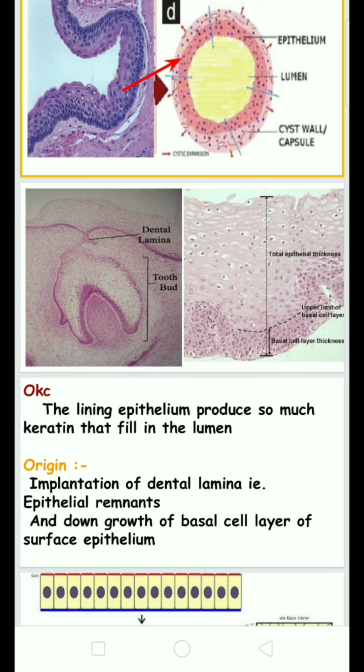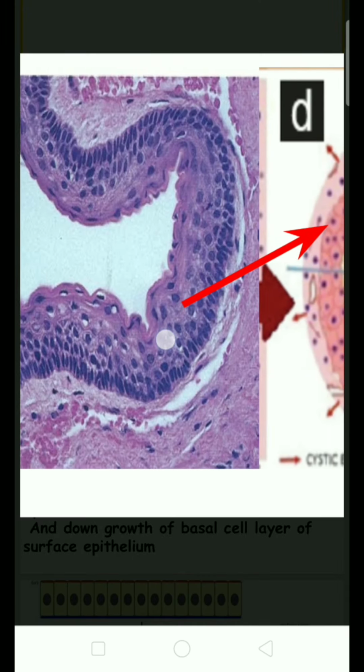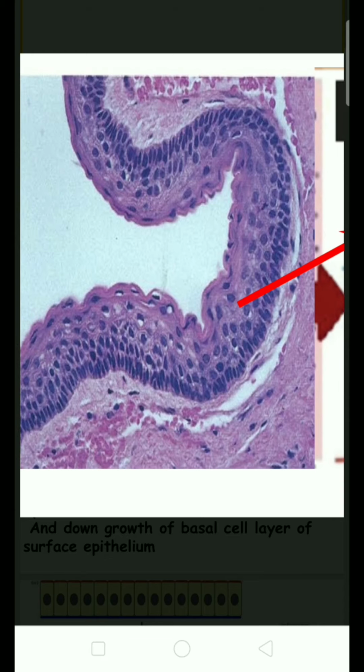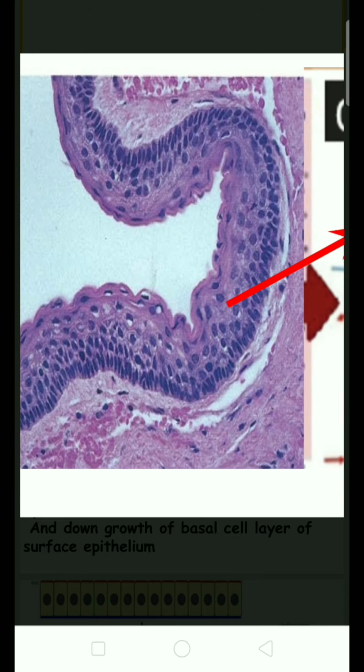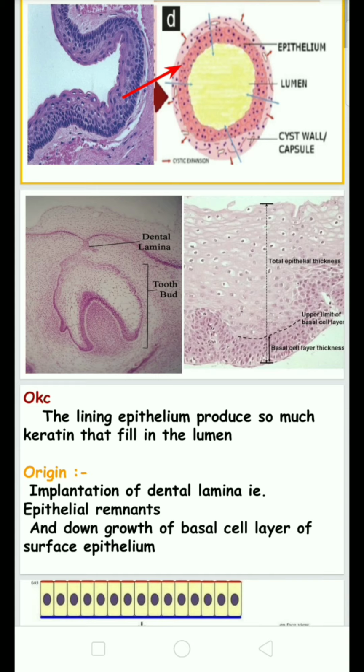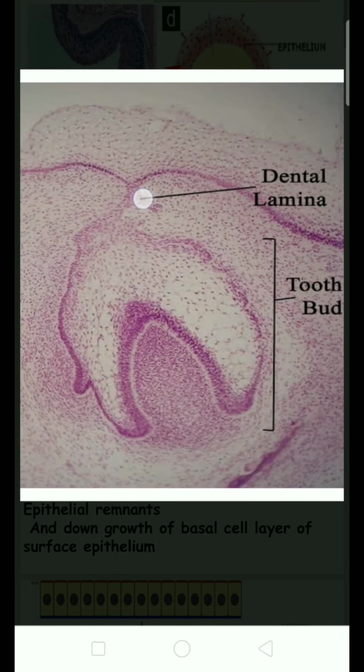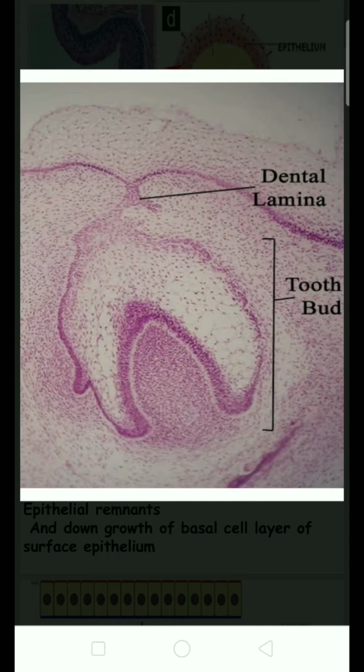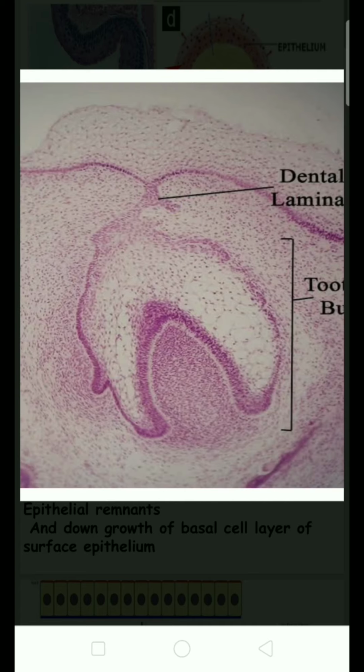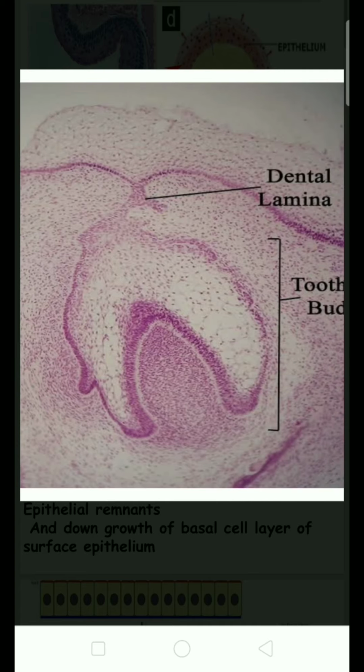The odontogenic keratocyst is a cyst where the lining epithelium produces so much keratin that the keratin accumulation leads to the formation of a cyst. Its origin is the dental lamina. The dental lamina is a remnant of epithelial cells that can produce a cyst. The cyst is called odontogenic keratocyst because it is dental in origin, since the dental lamina is of dental origin. Synthesis of keratin is why it is called keratocyst.